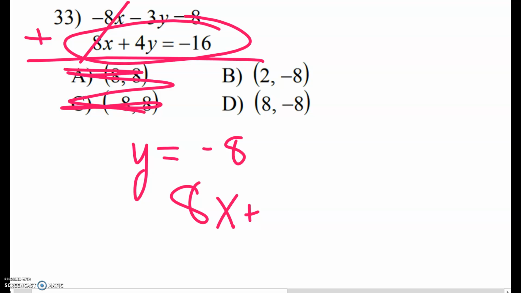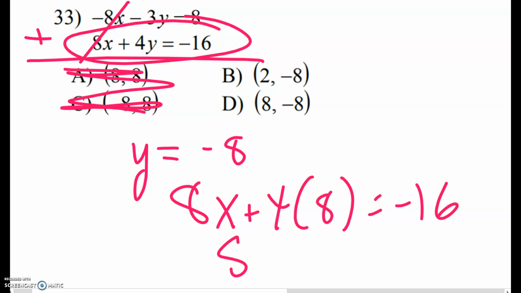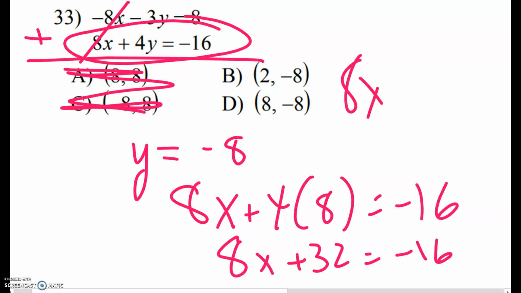8 times x plus 4 times y, which we said was negative 8, equals negative 16. So we get 8x plus 32 equals negative 16. If you take away 32 on both sides, you get 48. So 8x equals negative 48. I'm sorry. Where did I make a mistake? Oh, that's negative 8. Sorry. So that would make negative 32. So when you add 32, you get 16.